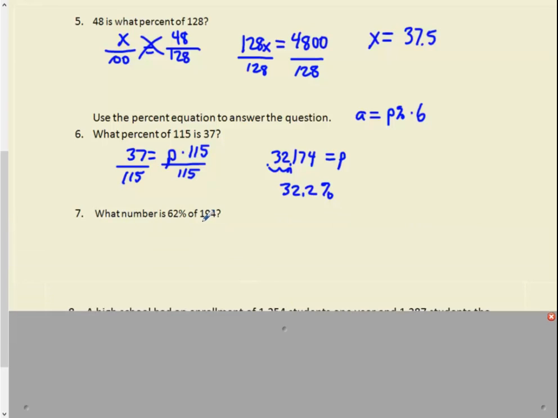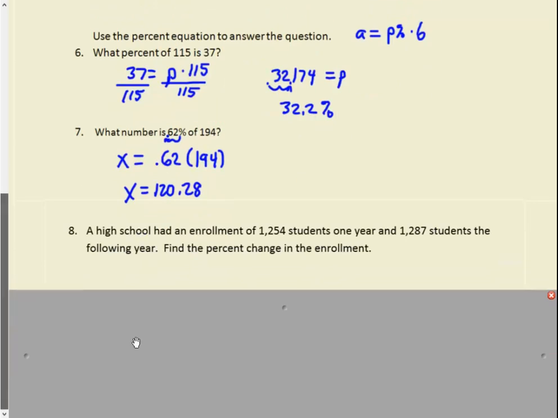Okay, what number is 62% of 194? And so here we have what number is means we have x equals, we don't know the number, 62%, I'm going to convert to a decimal, 0.62. Remember to go 2 to the left to convert to a decimal, times 194. So of, again, tells us to multiply. And when we take 0.62 times 194, we get 120.28. So x equals 120.28. If we were asked to round to the nearest tenth, we would say 120.3.